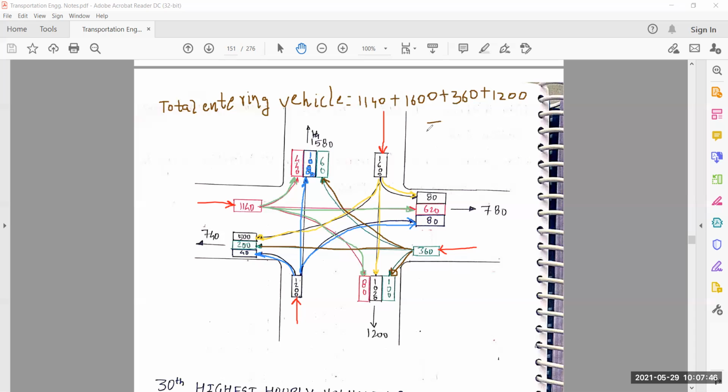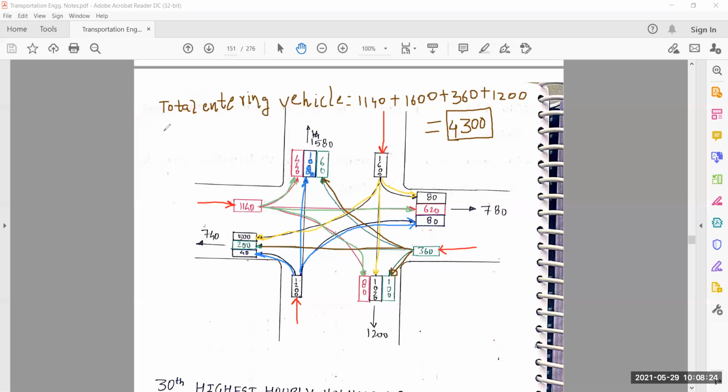So I think it will come as 4300. That means 4300 vehicles will be entering the intersection.